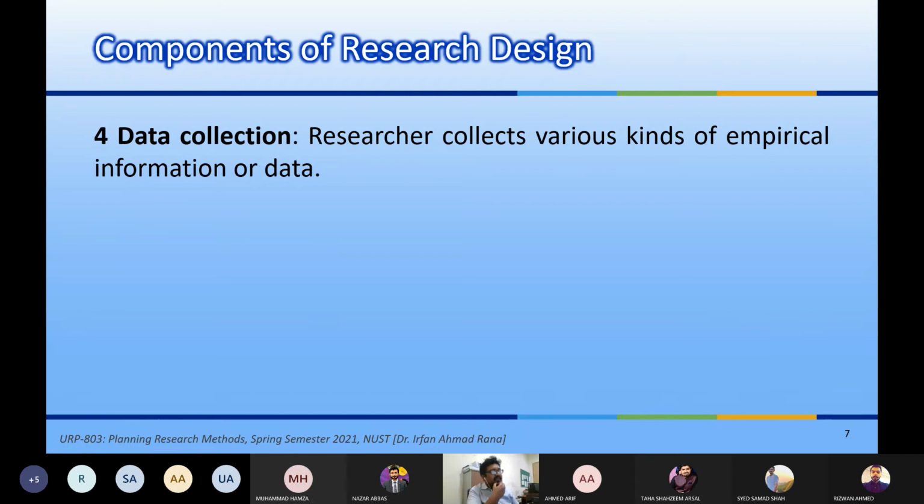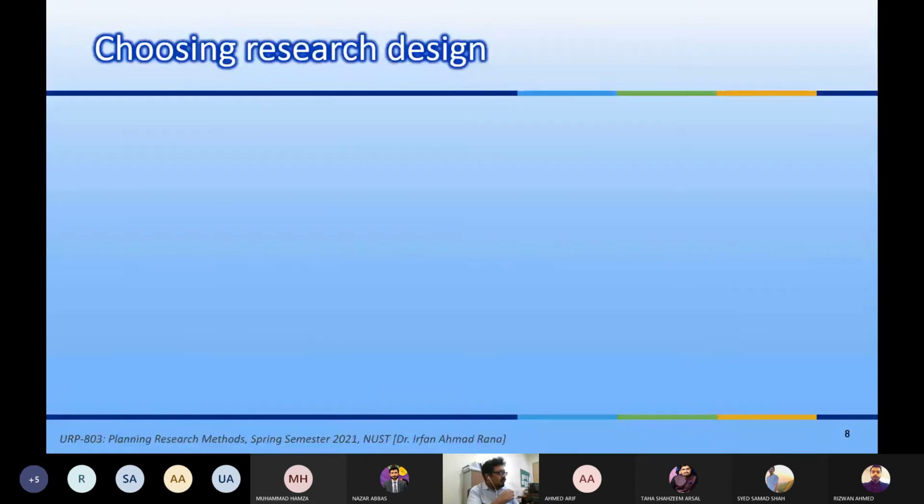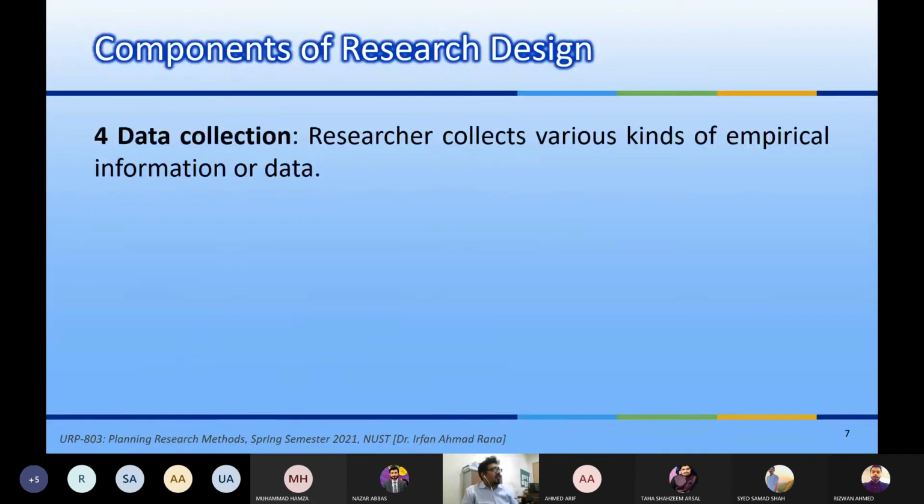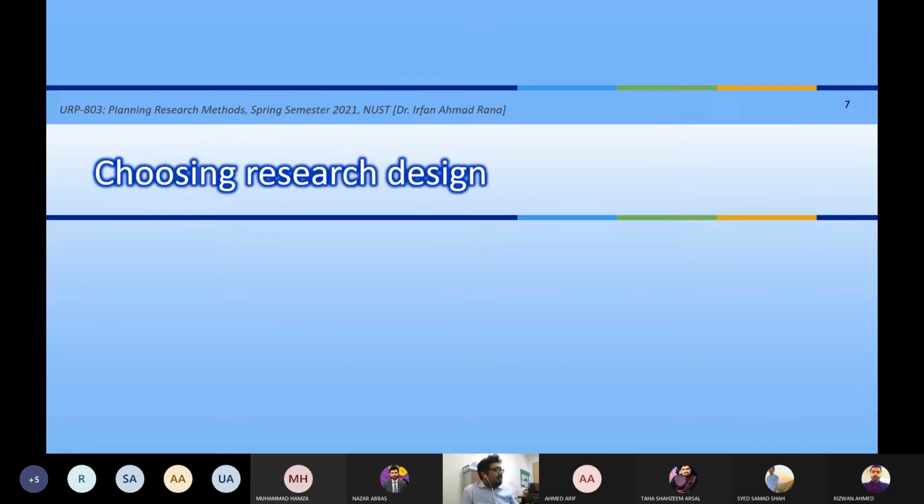Okay, then I think I should show this one. Okay, I'll come back to it. I'll go into conceptualization and the linkages in the coming slides. So data collection is still there. It's a part of your research design. We talked about it, analysis as well.